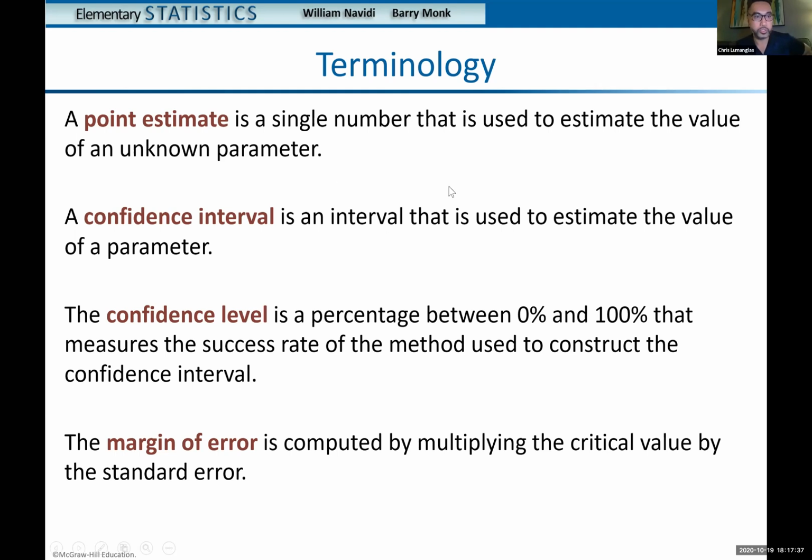Okay, terminologies that you will see for this chapter and the next chapters. I want you to copy all this: point estimate, confidence interval, confidence level, and margin of error. Okay, I'll give you 3 minutes, or let me know when you're done.